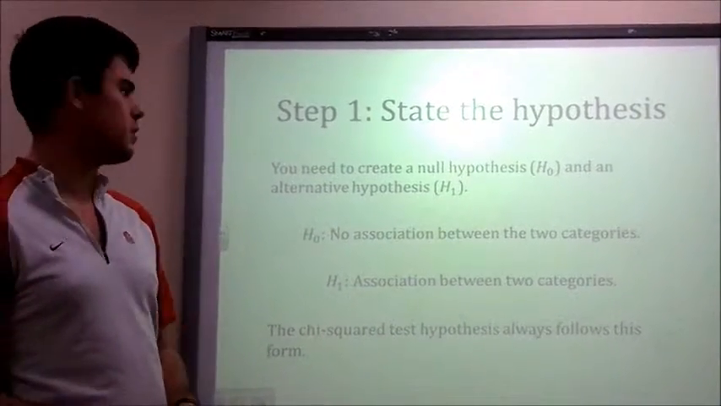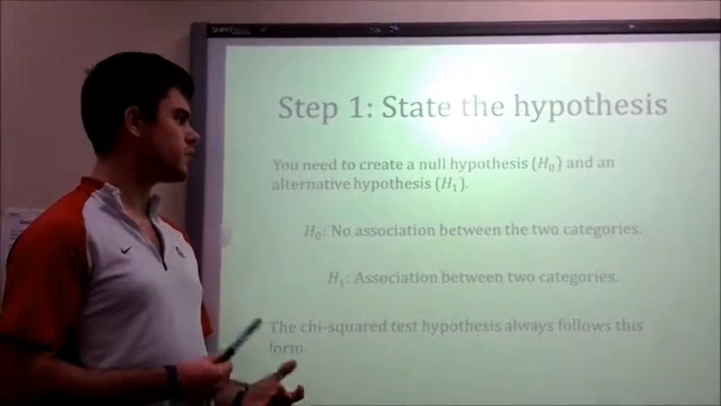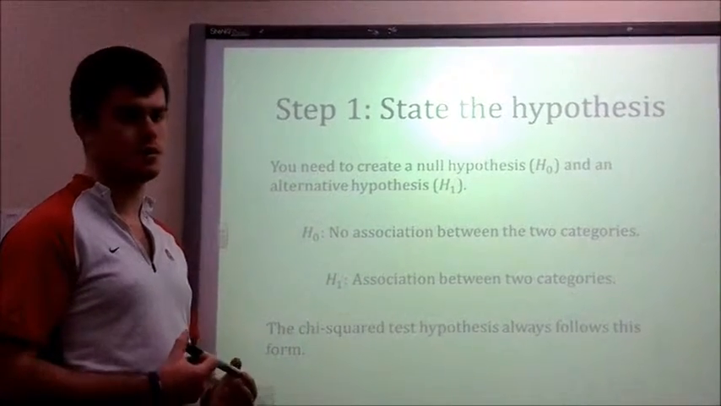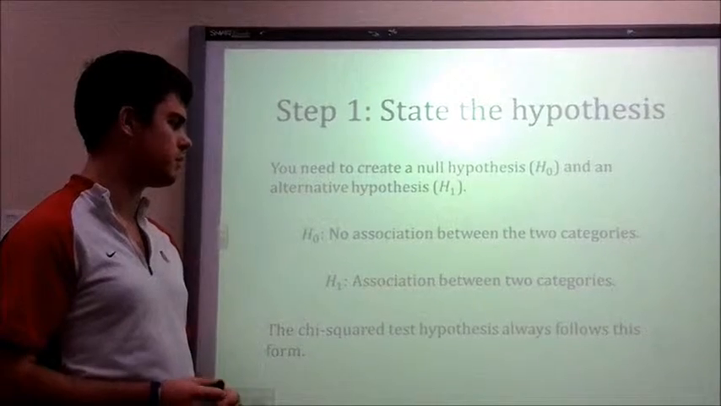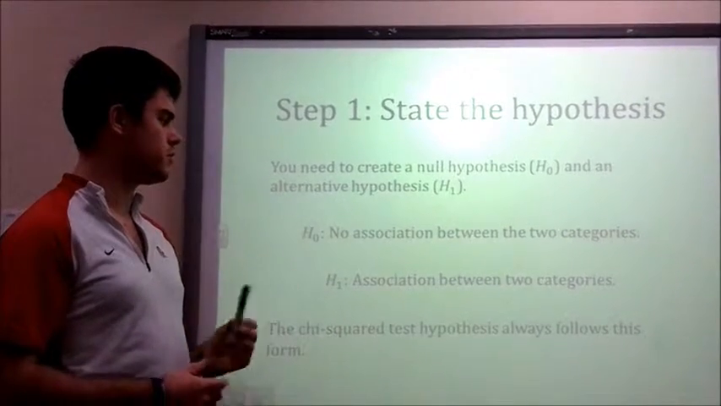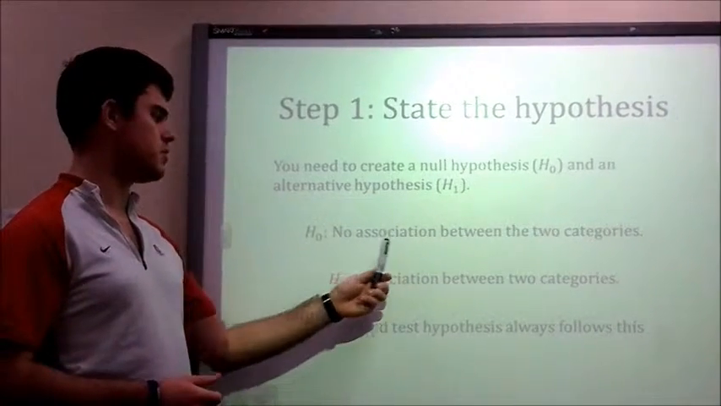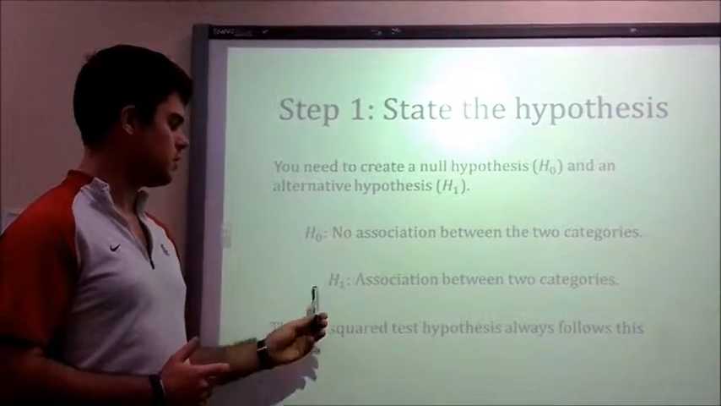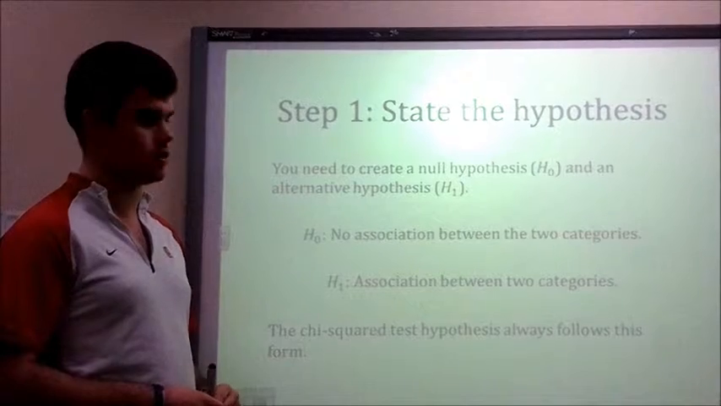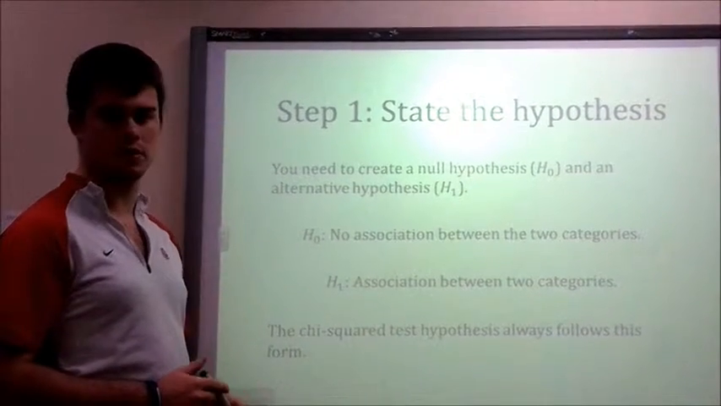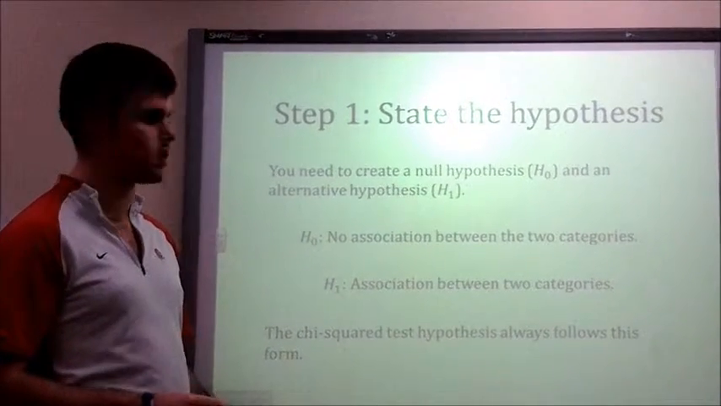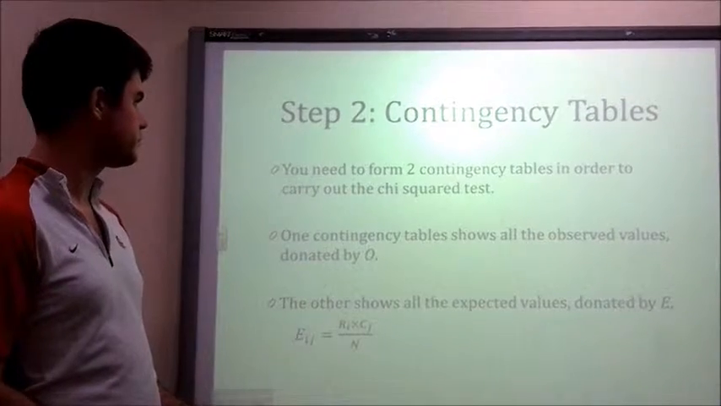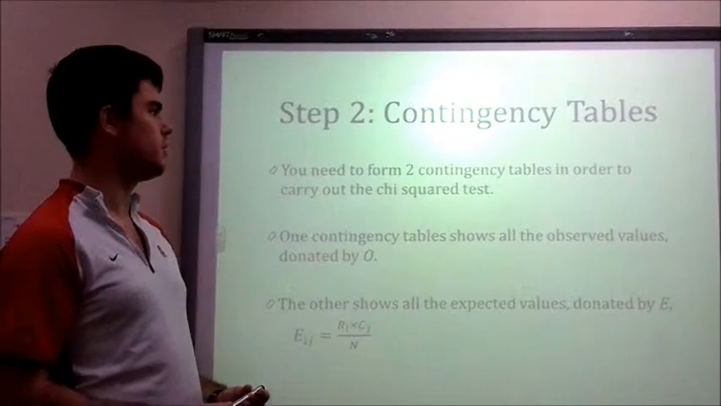Step 1. State your hypothesis. You need to create a null hypothesis and an alternative hypothesis. Your null hypothesis is always that there is no association between the two categories. Your alternative hypothesis is always that there is an association between the two categories.